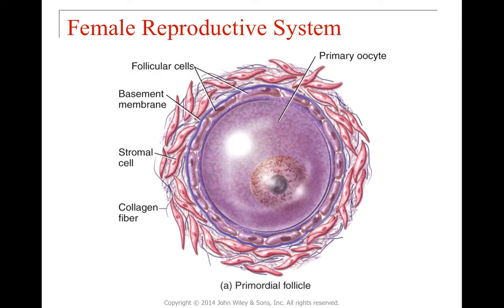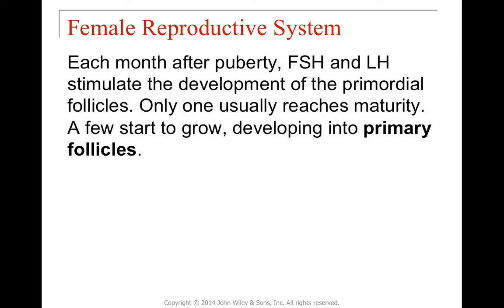Okay, apologize, I'm going forward again. This here is the primary oocyte itself, and it's inside the primordial follicle. Right, here's these follicular cells that surround it. Around that we have stromal cells, and those are held together by fibers. These guys are collagen fibers, so this is what a primordial follicle is going to look like.